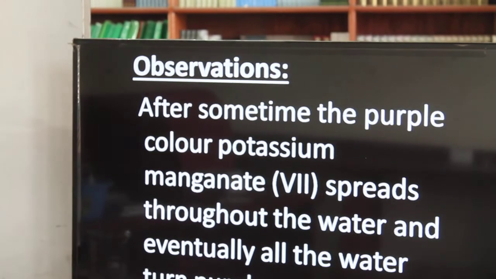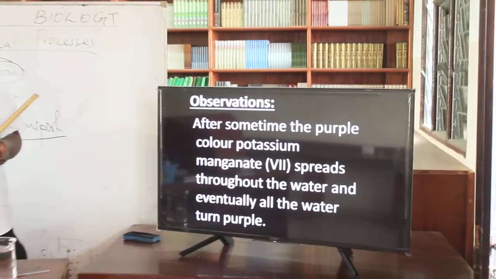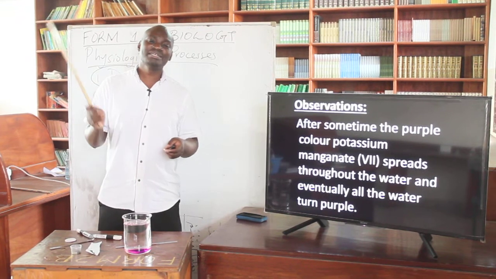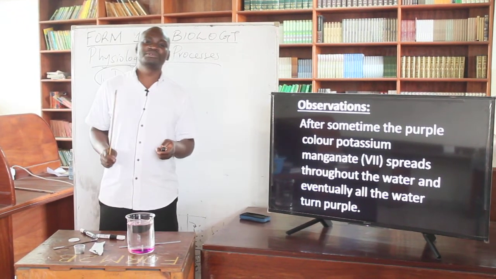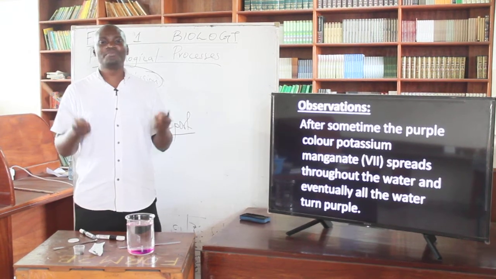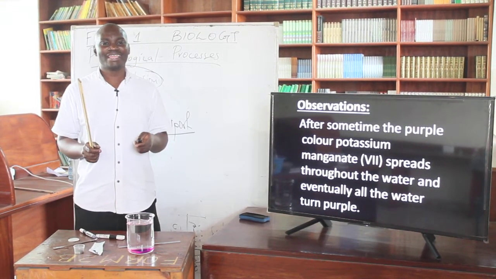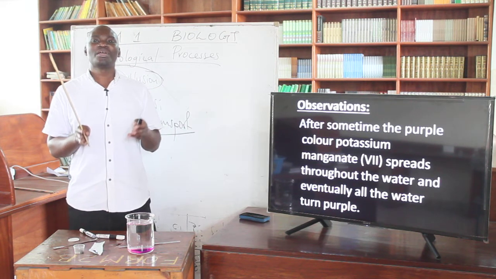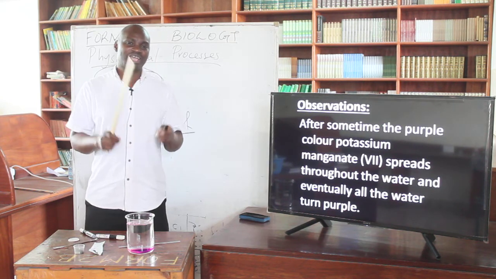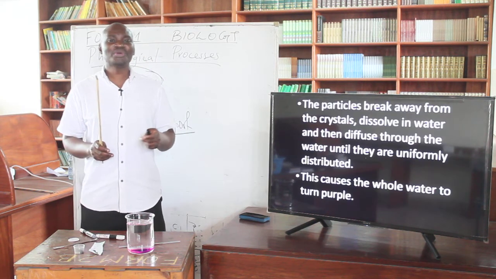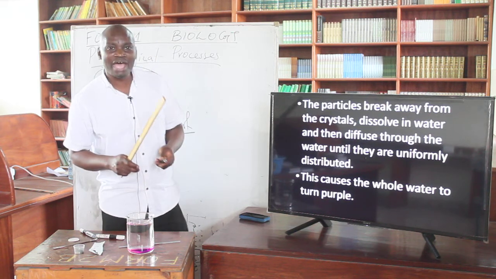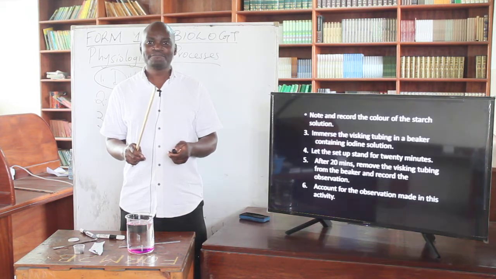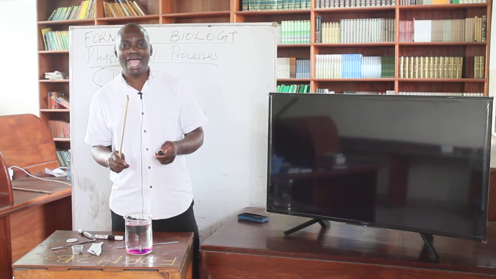The reason why the particles are spreading out: remember, matter is made up of tiny particles which are in continuous random motion. These particles are normally moving. They possess kinetic energy. But now it is upon us to analyze how they move. For us to understand how they move, I want us to look at one video here, and in that video we will see what is actually happening.